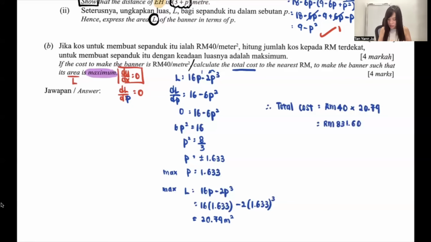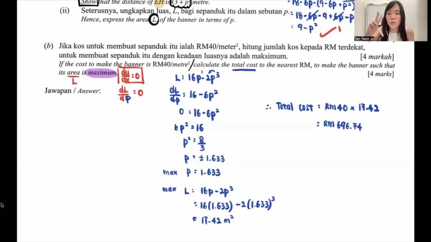Do I press wrongly? Feel like I pressed wrongly. 16 divided by 6, 8 over 3, square root it, 1.633, and then times 16 minus 2 bracket cube. 16, 1.633 minus 2, 1.633 cube. Oh, I pressed wrongly. You guys must be shouting there, right? I'm so sorry if I worried you. Okay, my dear? So guys, this is 17.42. Is that what you guys are getting? 17.42. Quite obvious I pressed wrongly, okay. Times 40. Do you guys get 696 ringgit and 74 cents?